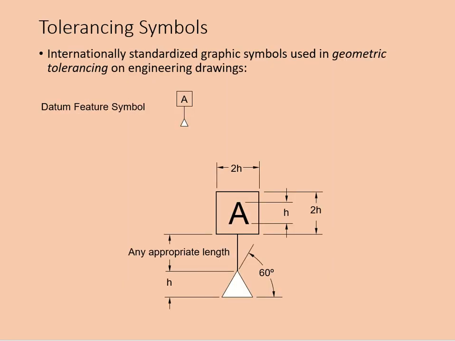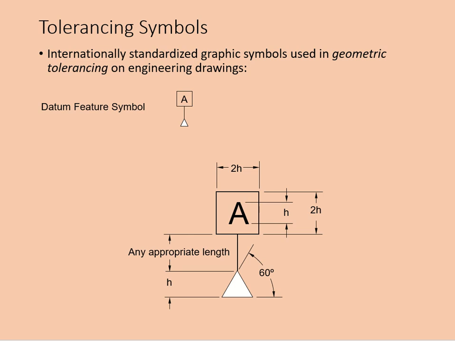We'll go straight into our tolerance symbols, and your datum feature symbol looks like this. We usually put it like that, so I'll make it a bit bigger so you can see it clearly. This can be any appropriate length, and that's just a height showing the angle for this little triangle. That's a 60-degree isosceles triangle. Then here is your 2h, from here to here, and from here to here is the height of your letter and the height of your block. That's just a datum feature name right there.